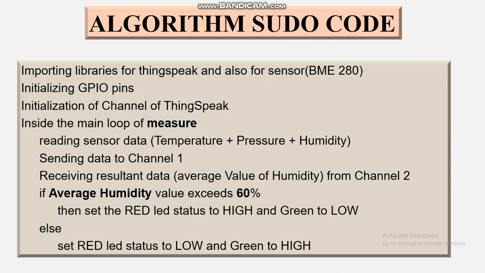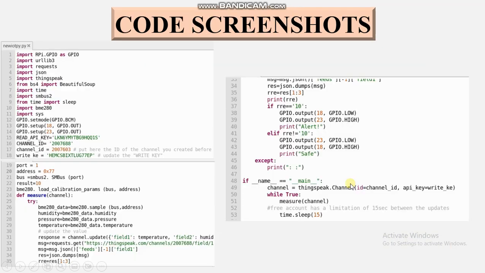Now that's the algorithm pseudocode. First of all, I'm importing some libraries for sensors and ThingSpeak, initializing GPIO pins and initializing some ThingSpeak channels. Then in the main loop, I'm reading the sensor value, sending the data to channel 1, receiving the resultant data, that is the average value of humidity, from channel number 2, and checking if the average humidity is greater than 60%, then the red LED will light up and the green LED will go low, else the red LED status is low and the green LED is set to high. That's the code screenshots.